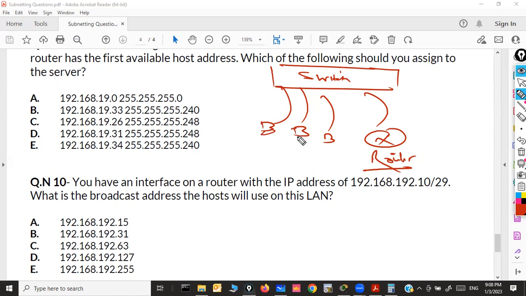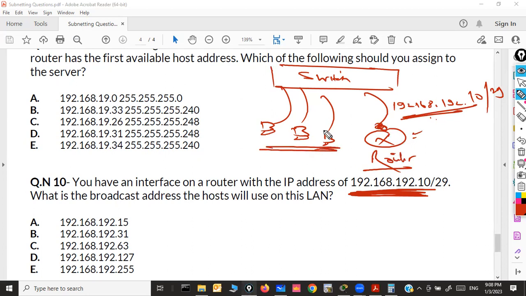So here, this interface is assigned the IP address 192.168.192.10/29. One of the IP addresses is assigned to this end device, the router. Other IPs can be assigned to other end host devices. But the question here is, what would be the last address of the subnet?